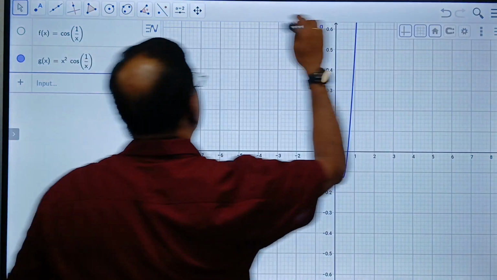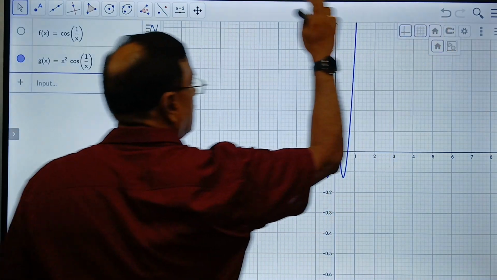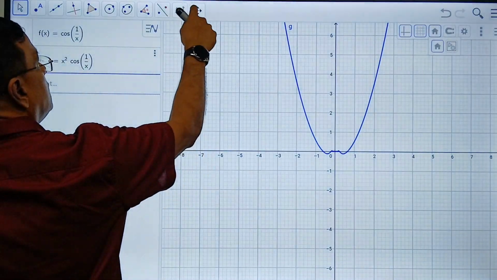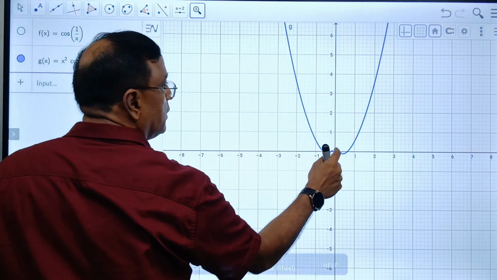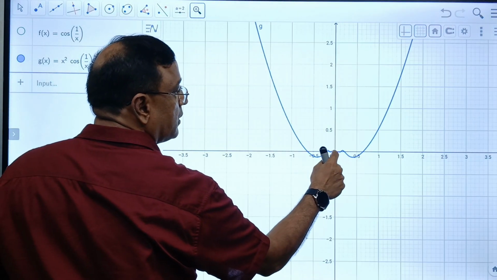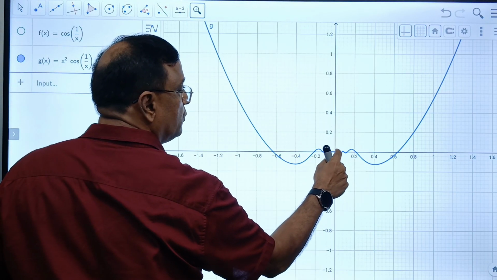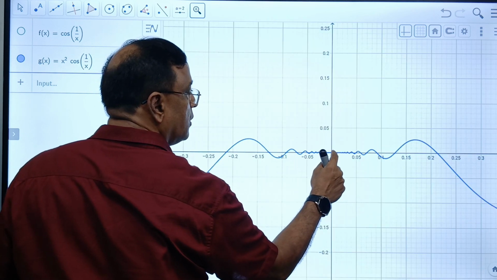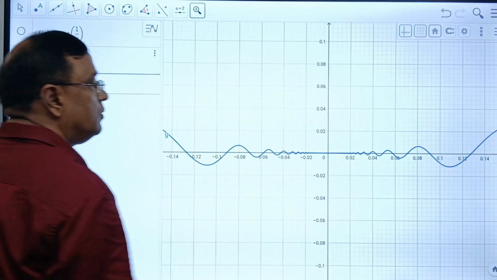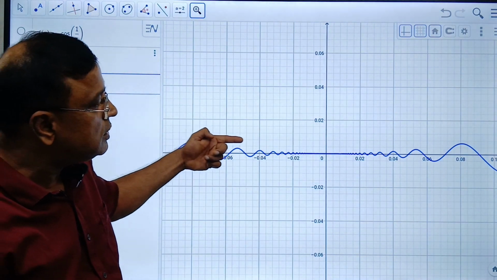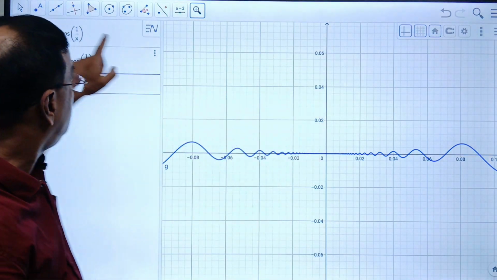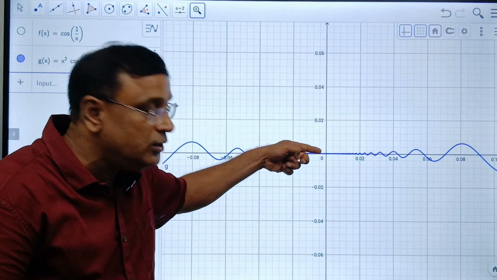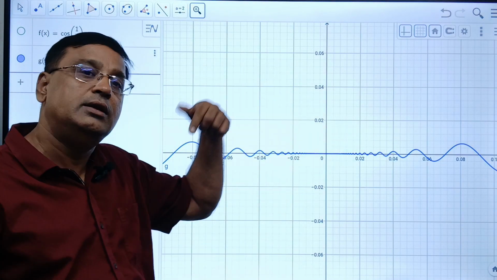I'm going to zoom in, watch it. So when I zoom in, can you see the graph? It's a very beautiful graph. So when I go closer and closer to 0, x square cos 1 by x will slowly tend towards 0. That is why the limit exists.